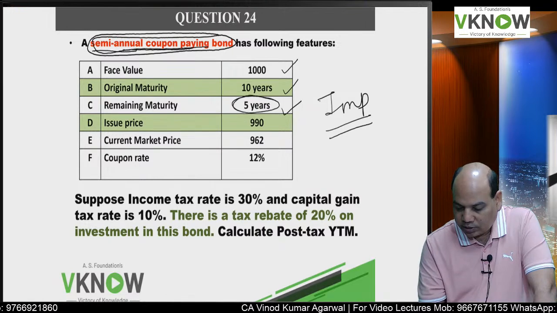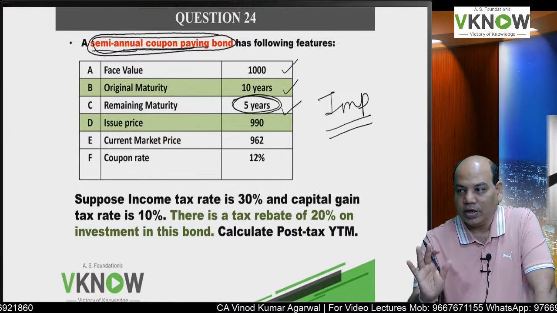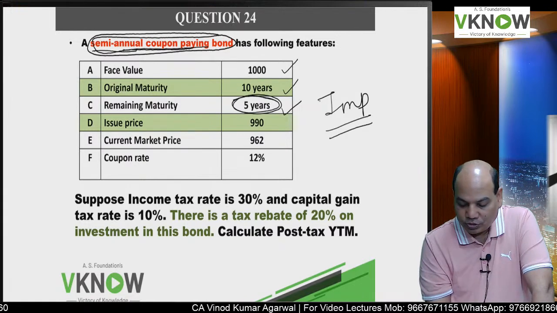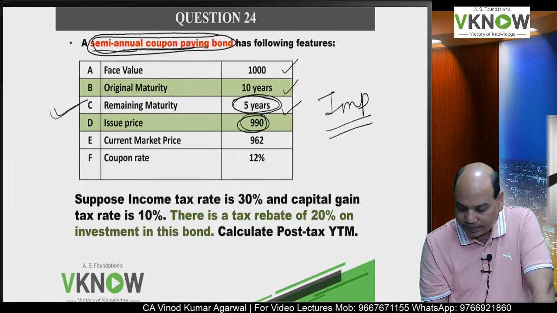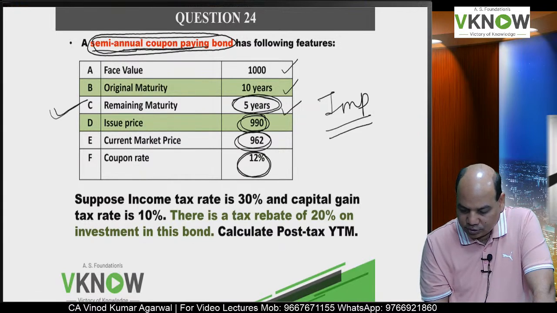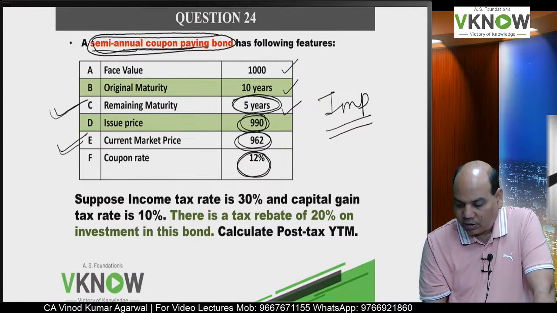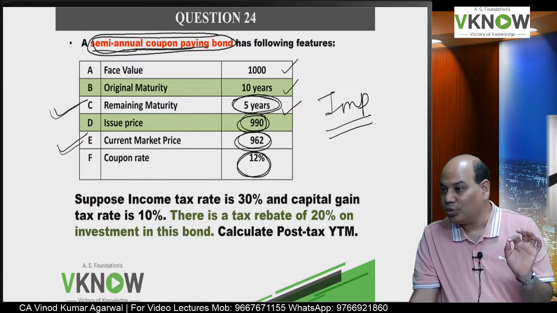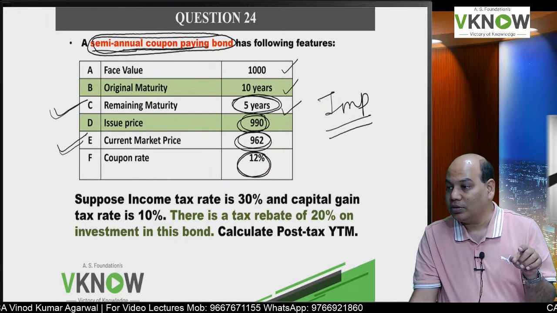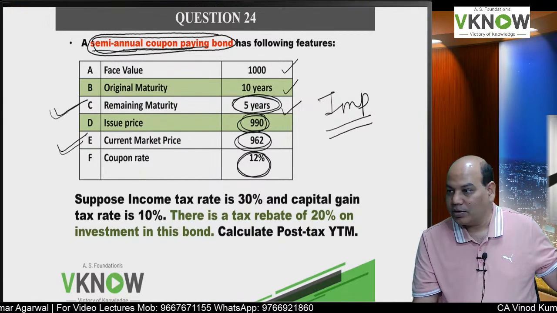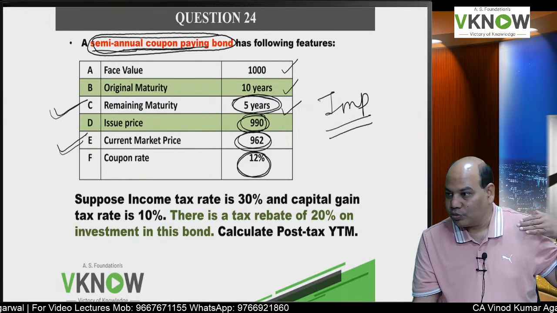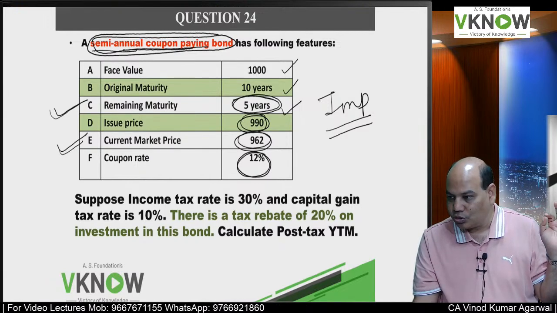So we have to look at the remaining maturity. We have to look ahead, not what happened in the past. So remaining maturity is important. Issue price is 990. Current market price is 962. Coupon rate is 12%. So we have to look at this current market price, because if I purchase the bond today, how much amount I have to pay? 962, not 990. 990 was paid earlier, but today we have to purchase the bond for 962.